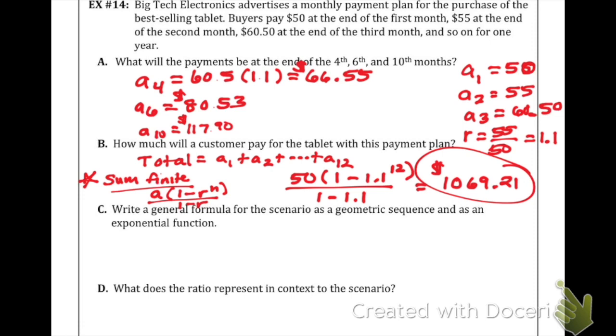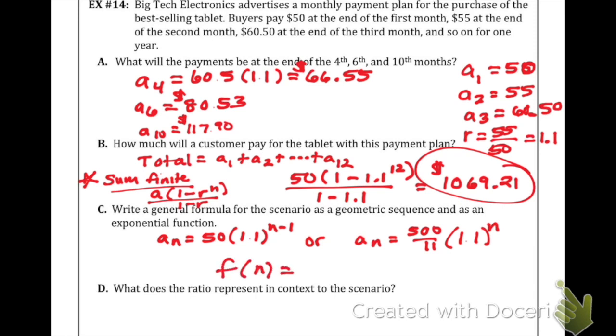Write a general formula for the scenario as a geometric sequence and as an exponential. So a sub n is equal to my first term times 1.1 to the n minus 1. Or if we wanted to use a naught, my a naught would be 50 divided by 1.1, which is 500 over 11, times 1.1 to the n. So then my function notation would be f of n is equal to 500/11 times 1.1 to the n power.